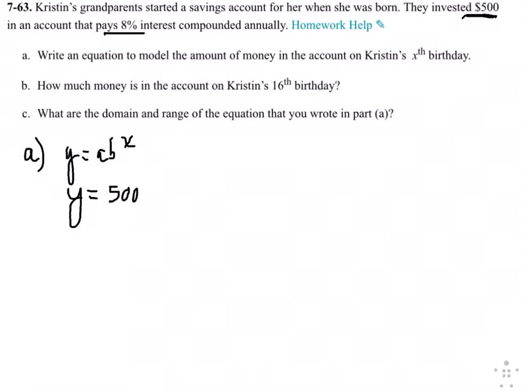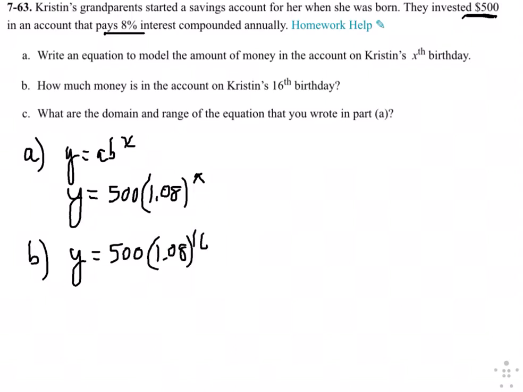And then B is the multiplier, so that would be 1.08. And X would be number of years in this case, right? Okay, and then B says how much money would she have on her 16th birthday, so we would say y equals 500 times 1.08 to the 16th.